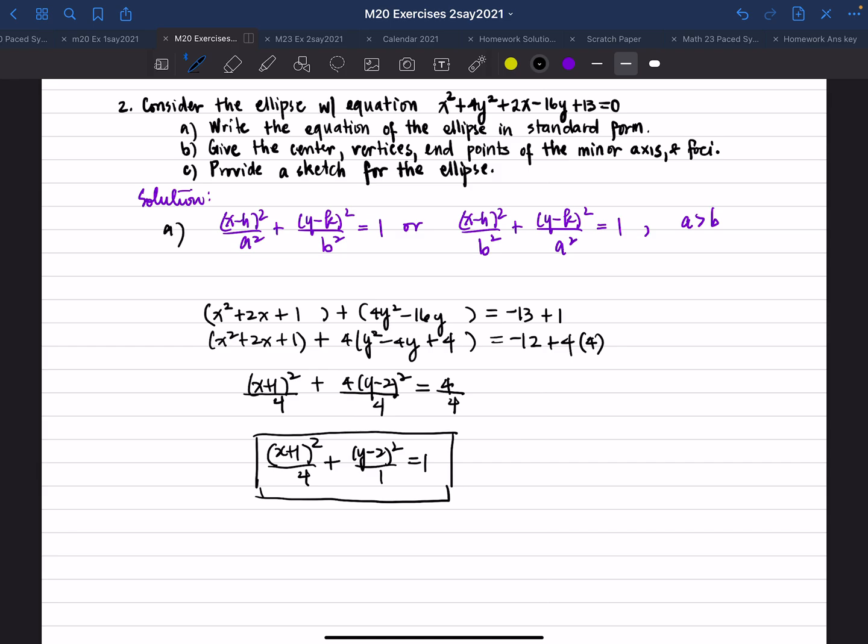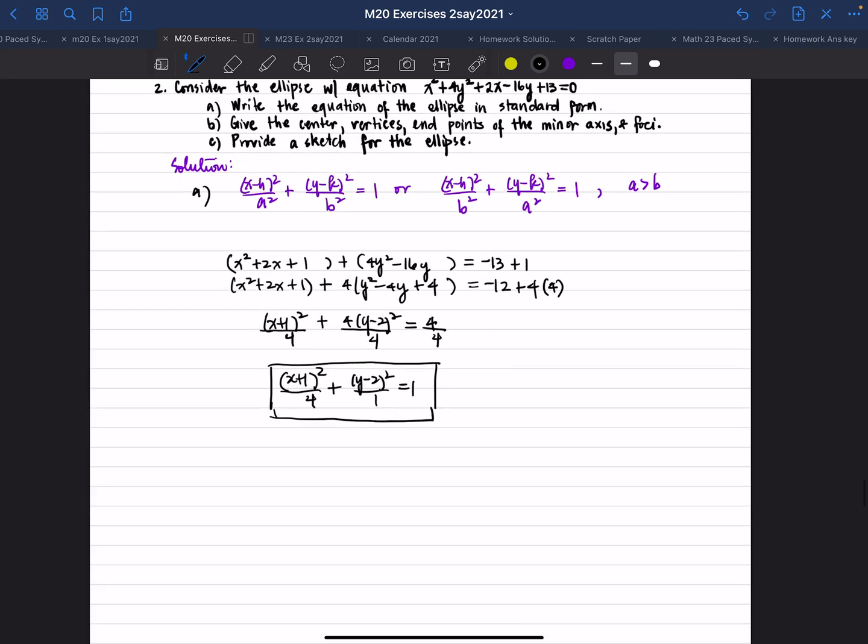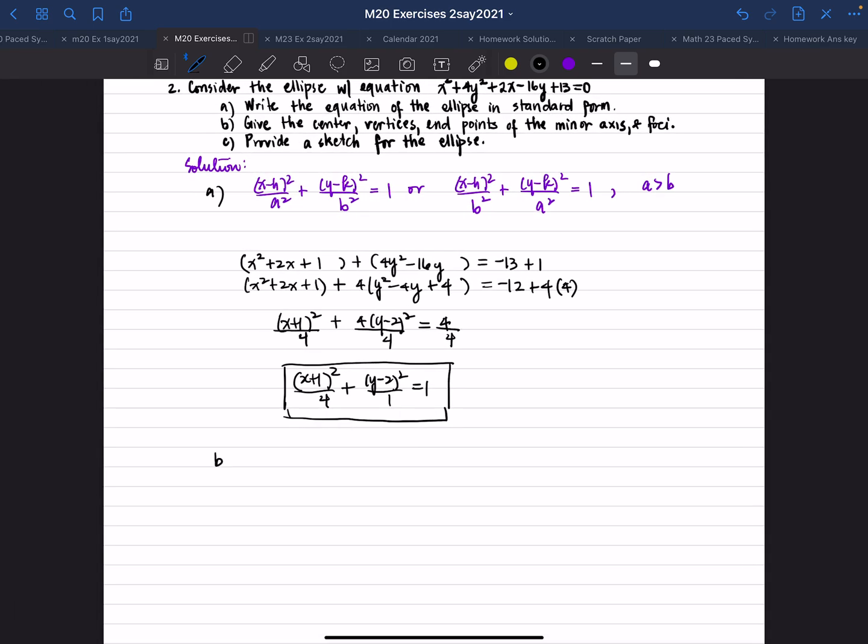Okay, so give the center, vertices, and endpoints of the minor axis and foci. So anong itsura natin? Mas malaki yung katapat nung kay x. So meaning that a square is 4, b square is 1. And our HK, that is the center, negative 1, comma 2. Because plus 1 is minus negative.